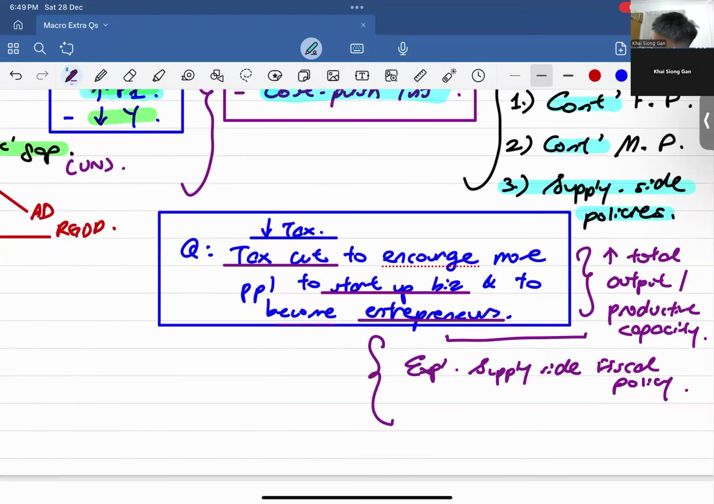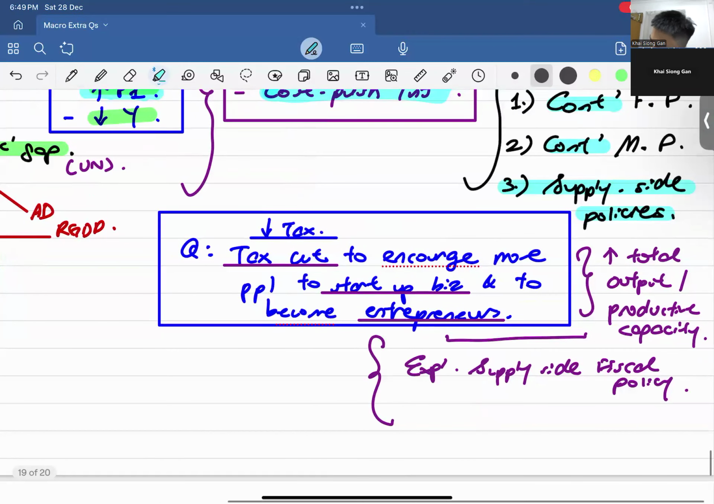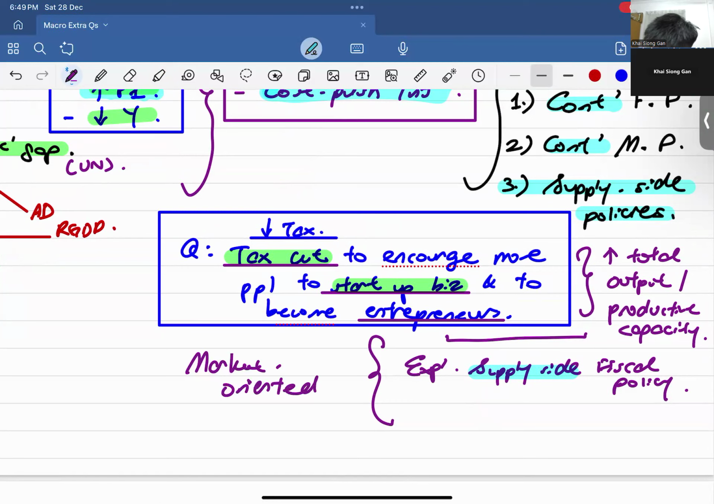Now, can you tell me, is this more towards a market-oriented approach or an interventionist approach? Don't forget, when we learned about supply side, we learned it can be divided into market-oriented and interventionist approaches. So with a tax cut, the government doesn't spend anything. The government just cuts the tax to encourage people to become entrepreneurs and do business. So it's more of a market-oriented approach. How do I explain this? Check back the tutorial.